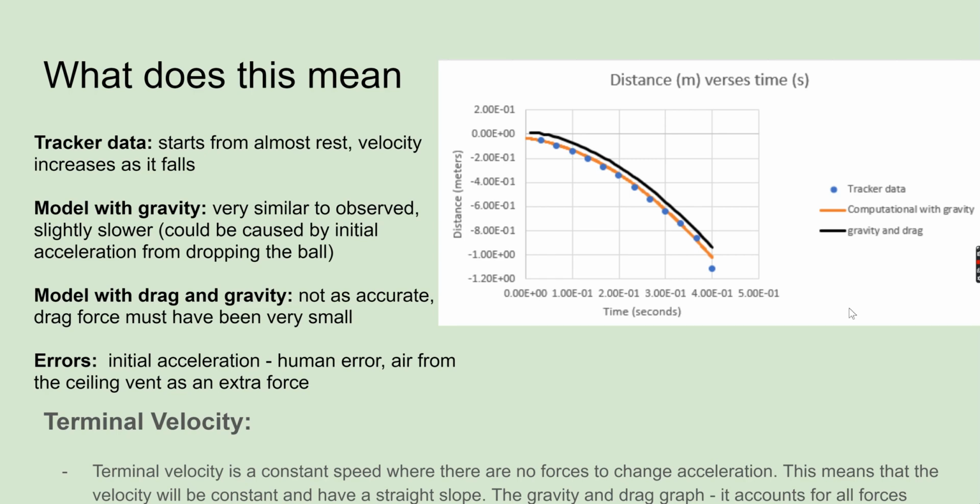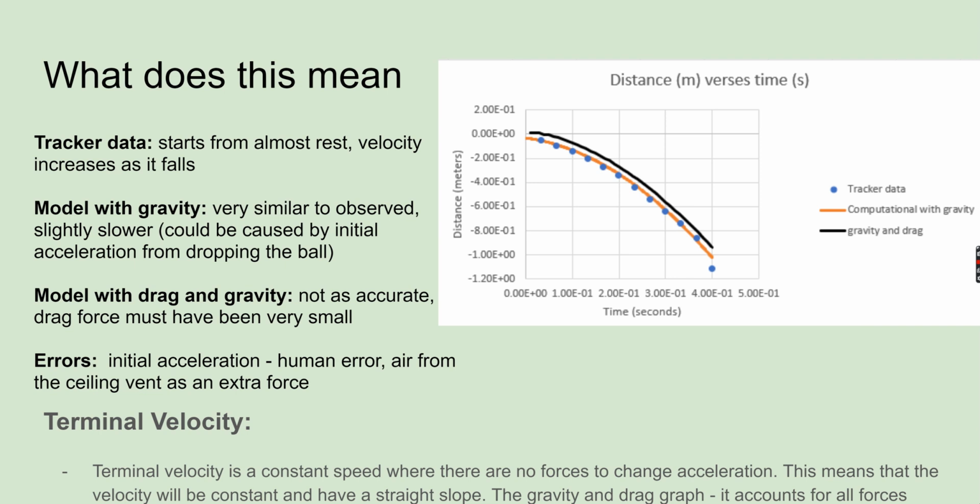Specifically, the Tracker data starts initially from almost rest, and then the velocity increases as it falls. The model with the gravity was a very similar result, but it was slightly slower, and that could have been caused by an initial acceleration from when I dropped the ball. I could have added an extra force to it.